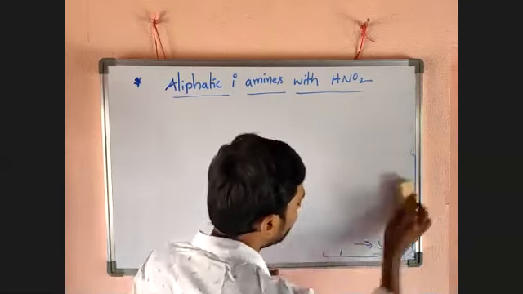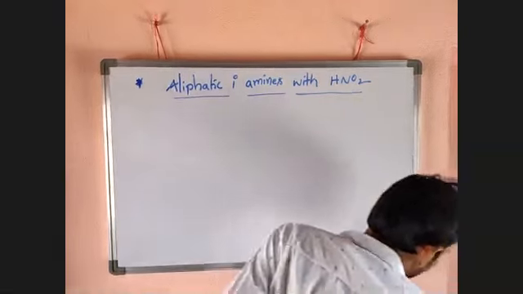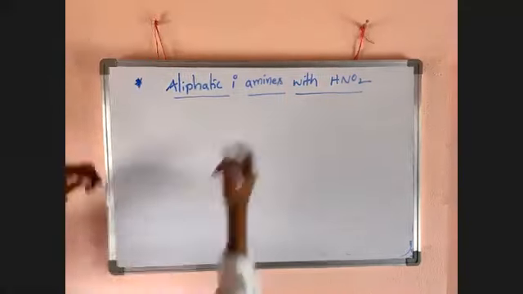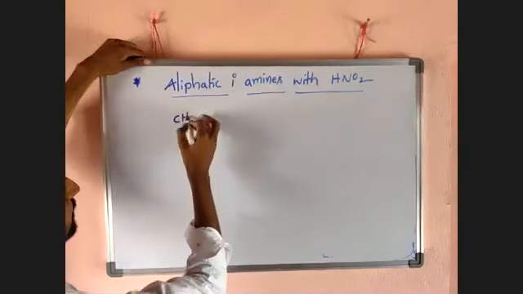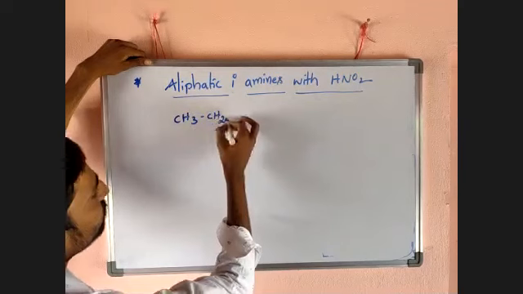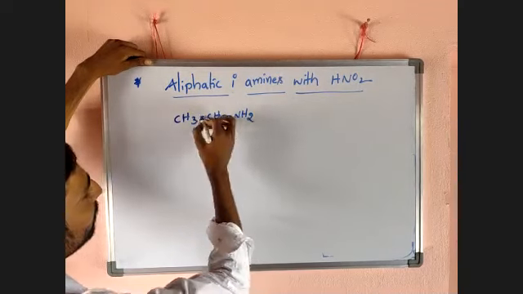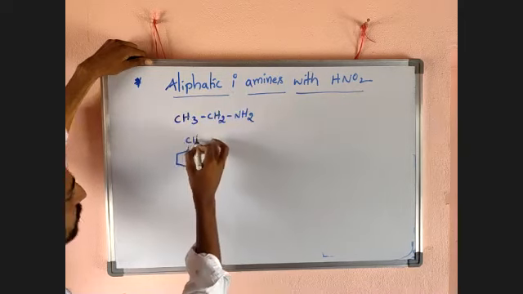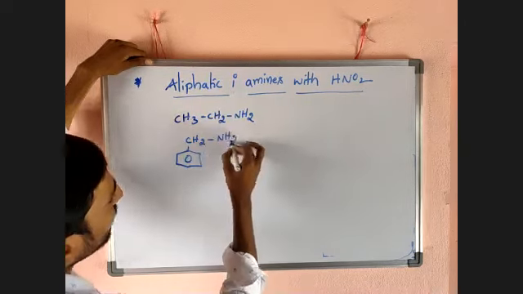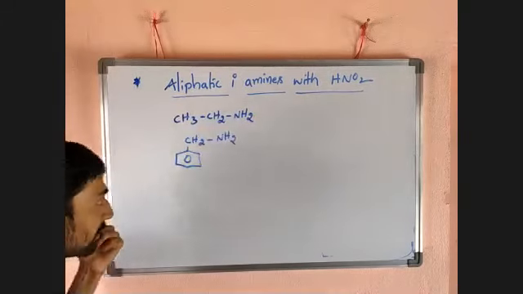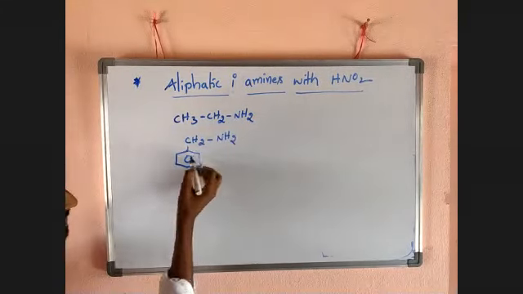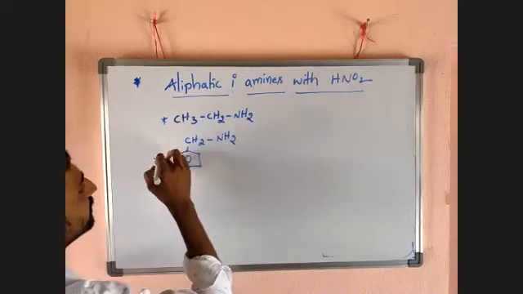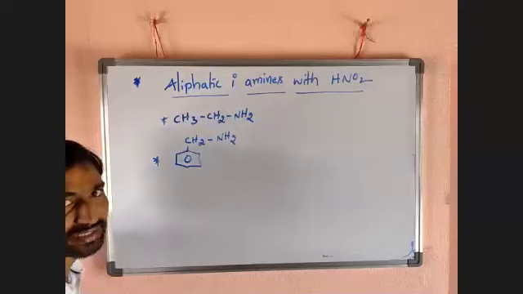Aliphatic means nitrogen must not be linked with a benzene ring. For example, I want to take CH3CH2NH2, and a benzene ring CH2NH2. These two are aliphatic primary amines, not aromatic, because here NH2 is not directly linked with the benzene ring. In this case, NH2 is not directly linked with benzene.